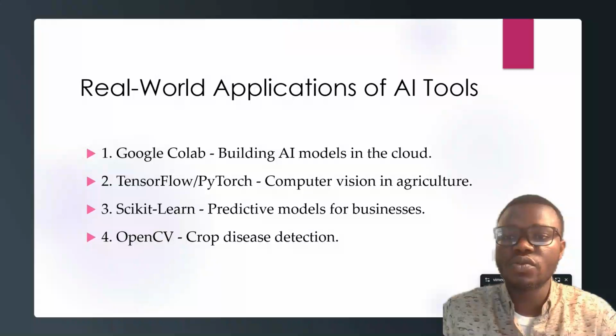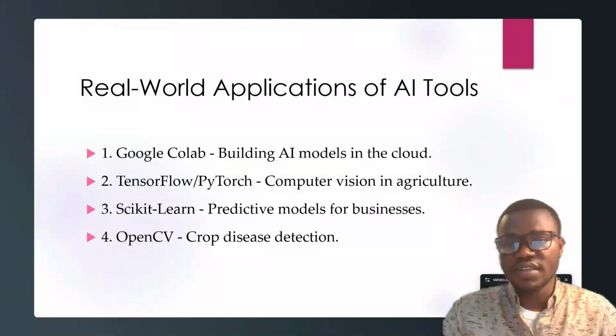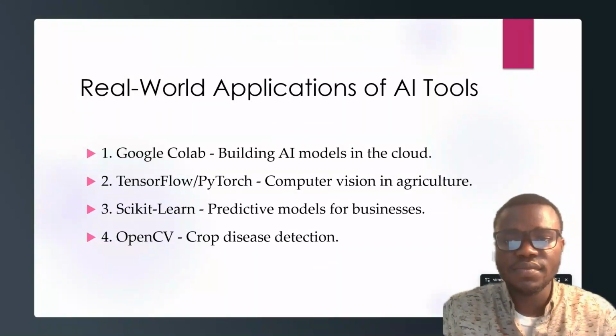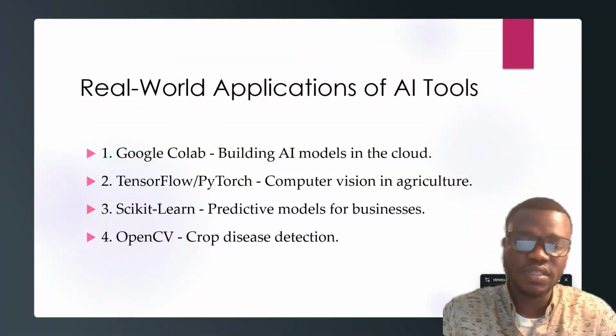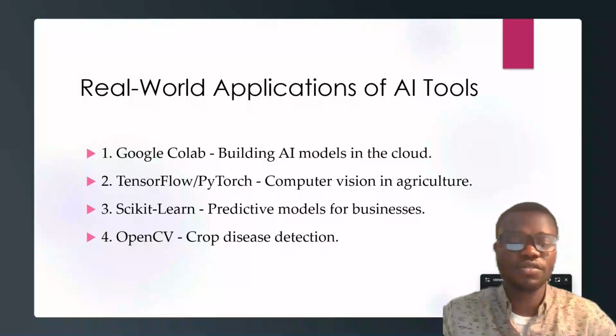Real-world applications: Google Colab, building AI models in the cloud; TensorFlow, computer vision in agriculture; scikit-learn, predictive models for businesses; OpenCV, crop disease detection. So these are some of the applications.